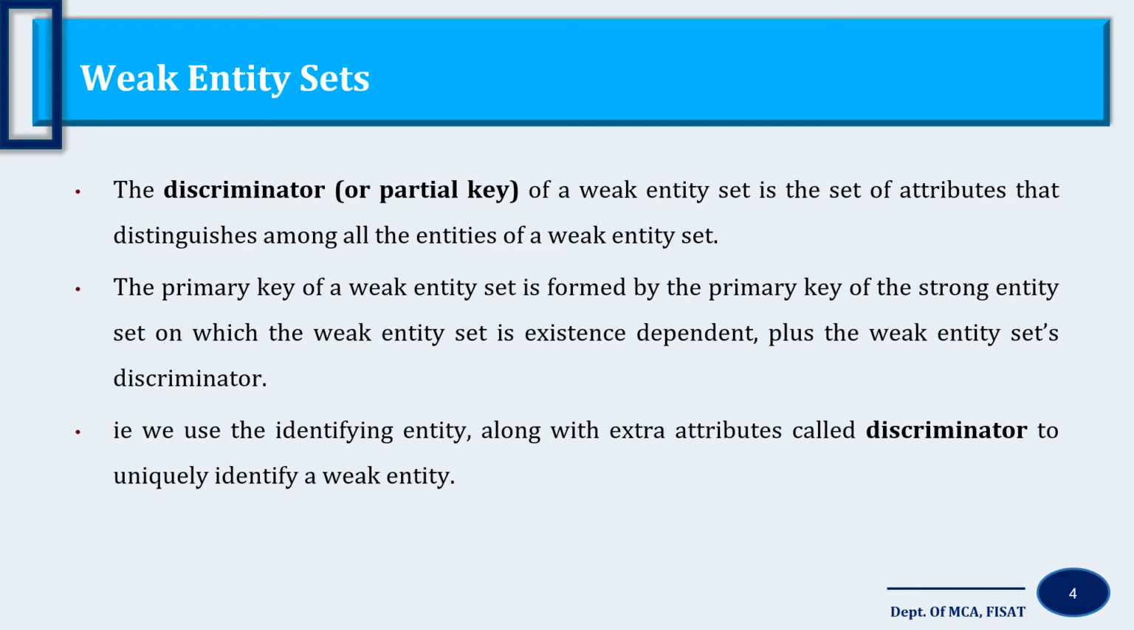That is, we use the identifying entity along with some extra attributes called the discriminator to uniquely identify a weak entity. So to uniquely identify a weak entity, we need a primary key, and that is formed by the primary key of the strong entity plus the partial key of the weak entity set. Hope the point is clear. The partial key of the weak entity set plus the primary key of the strong entity set forms the primary key of the weak entity set. Okay, fine.